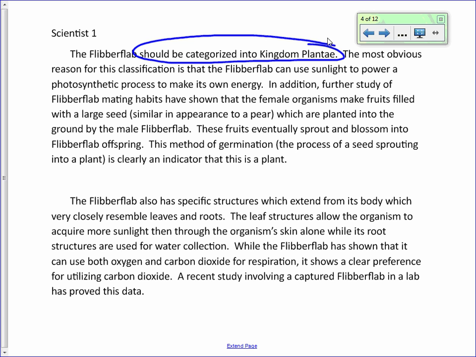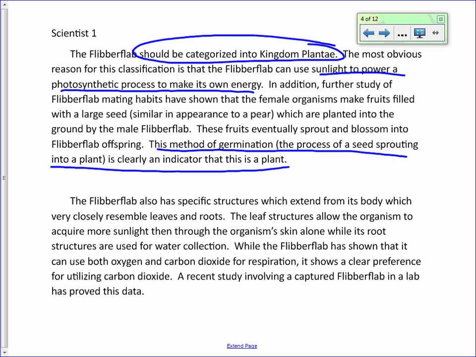Oh, yeah. The last sentence. This method of germination, good. All right, saying that seeds sprouting from the ground clearly makes it a plant. There's a big piece of evidence right there that they use. Other one? Nice. All right, photosynthesis, which is a process that pretty much only plants do.